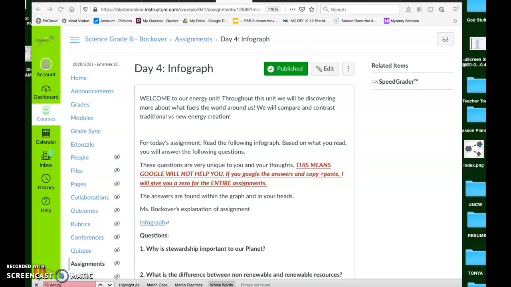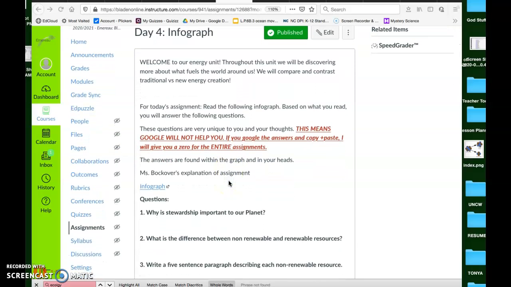But before we can do that, I want to slowly introduce you to this idea of how we get our energy and natural resources, and resources just in general. To do that, we're going to read the following infograph. Based on what you read, you're going to answer the following questions.